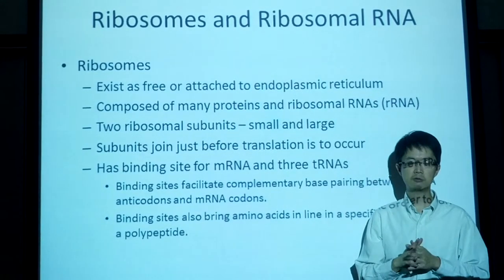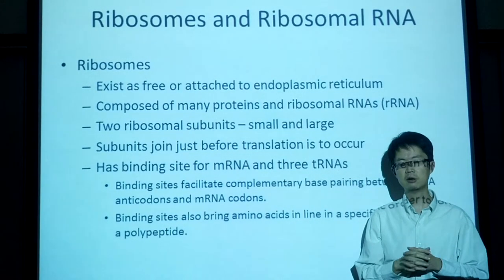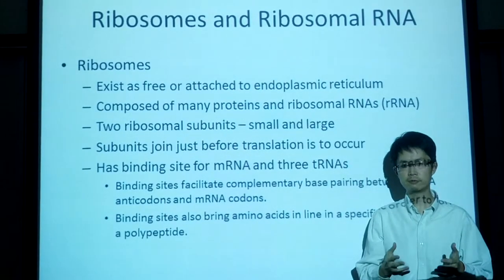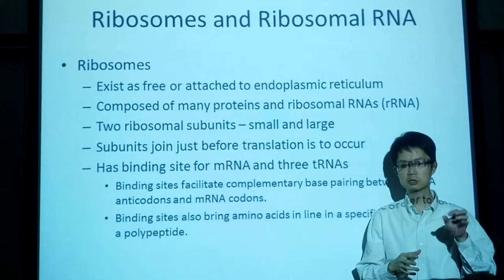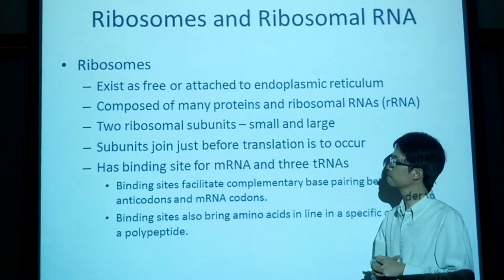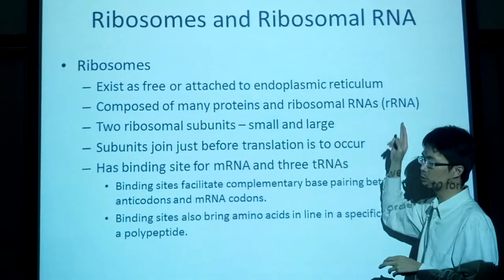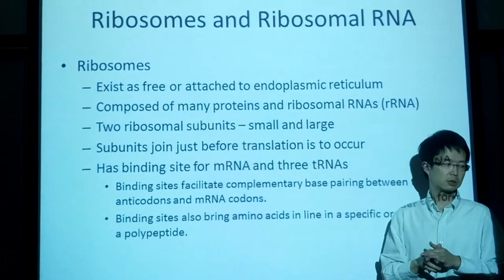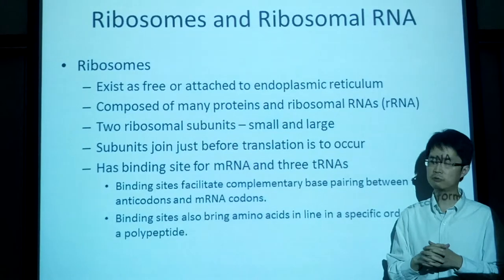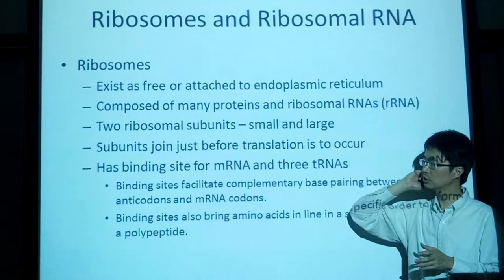The reason why we call it rough ER is that when early scientists looked at this organelle under the microscope, they saw that the endoplasmic reticulum looks rough. The reason it looks rough is because it has a lot of dots on it. The dots are the ribosomes attached to it. And ribosome is made up of proteins and ribosomal RNA, rRNA. So protein plus rRNA will make you a ribosome. There are two ribosomal subunits, small and large.